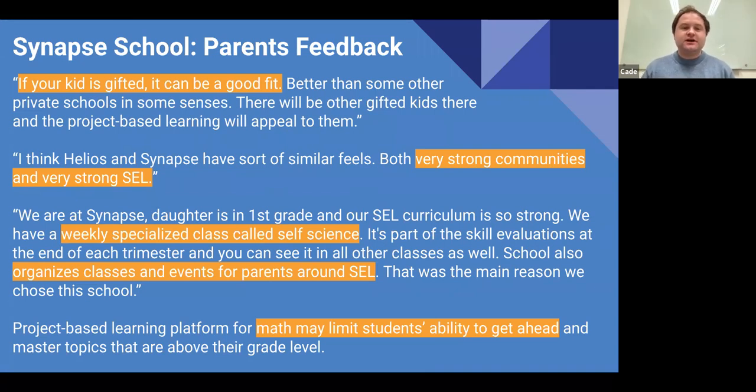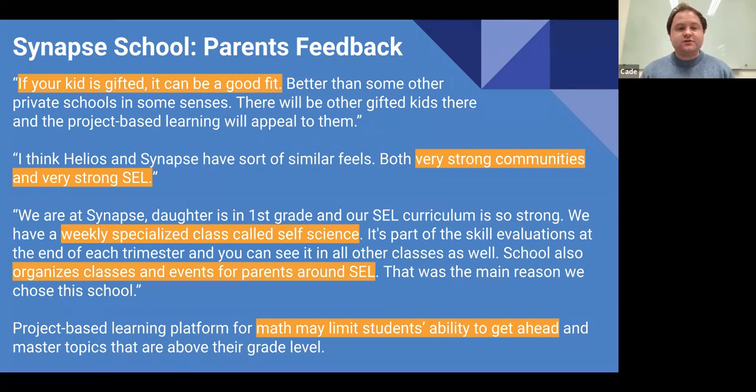As we said before, for both Helios and Synapse, the main key characteristic is social emotional learning, and they follow the same curriculum. So for parents who know about Helios, which is located in Sunnyvale, but are on the Peninsula and don't want to drive so far to go to Helios, Synapse is definitely another option.